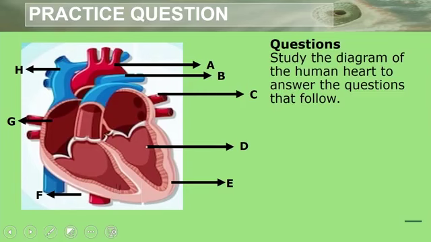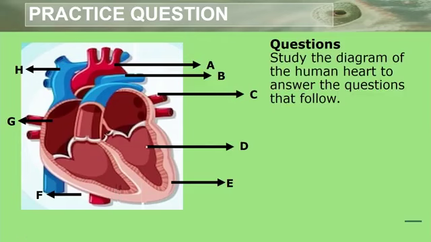For our practice questions, we have the first question. There is a diagrammatic representation of the heart, and the first question states, study the diagram of the human heart to answer the questions that follow. Whenever you receive a diagram in life sciences, it is important that you start off by labeling it. That will make your life easier when you have to start answering questions.